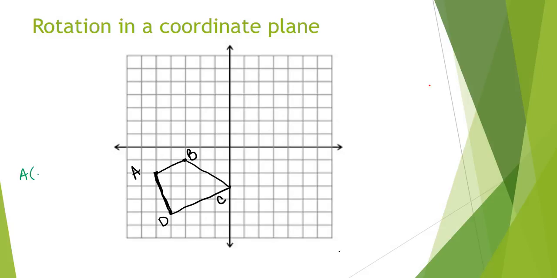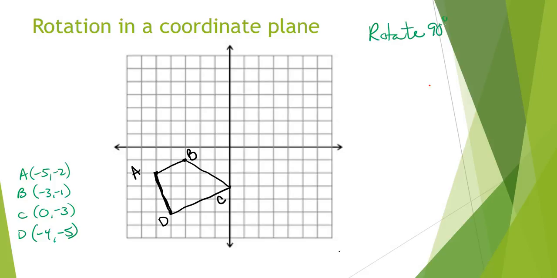All right, let's try one of these. So copy down this shape where we have A as -5, -2, B is -3, -1, C is 0, -3, and D is -4, -5. And let's try to rotate 90 degrees. So A prime, rotating 90 degrees, the rule was go from x, y to -y, x. So A prime, if I take my y value, change its sign and put it first, and then just put the x where the y was.